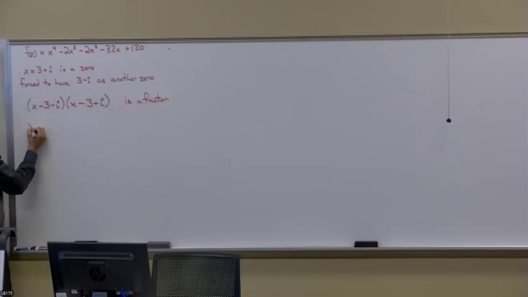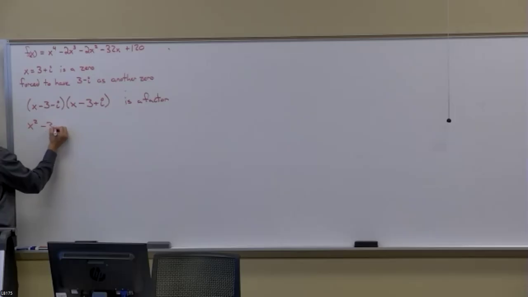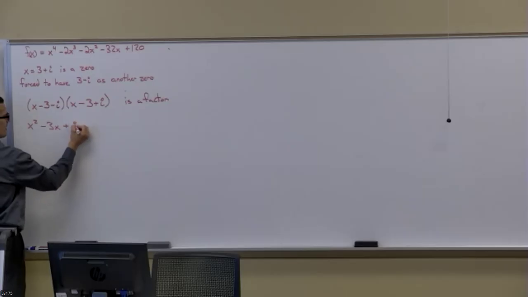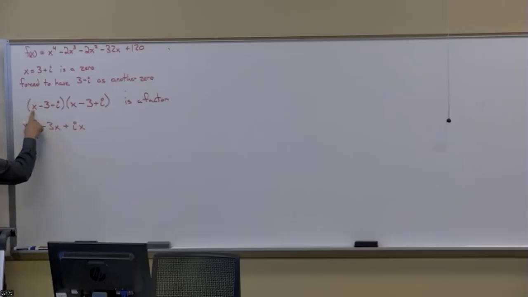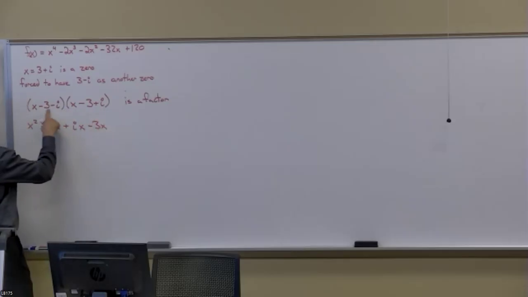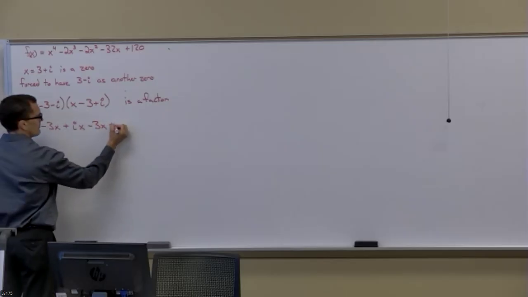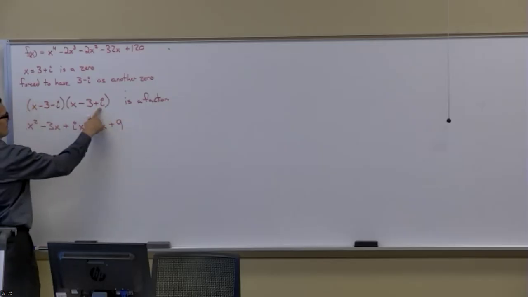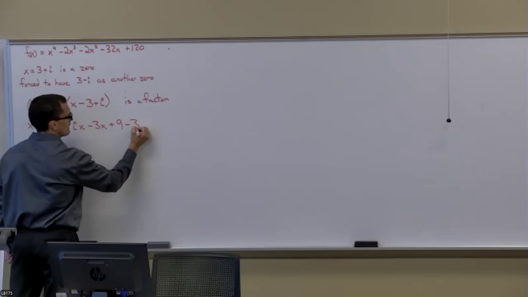x times x gives me x squared. I'll multiply it out all the way through this time. Not every time will I do this, but x times negative 3 is negative 3x. x times i, that's plus ix. So that's x times all three of those. Negative 3 times all three of these. Negative 3 times x, minus 3x. Negative 3 times negative 3, that's a plus 9. Negative 3 times i, minus 3i.